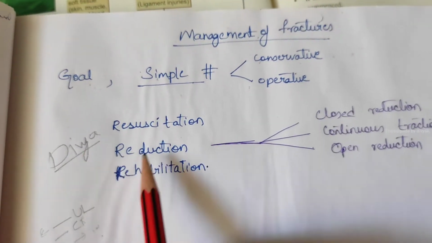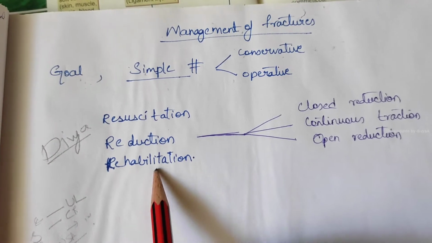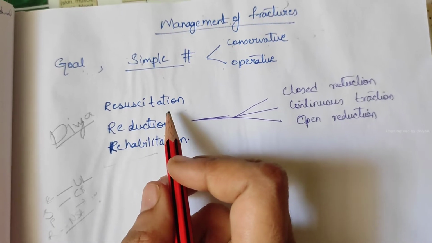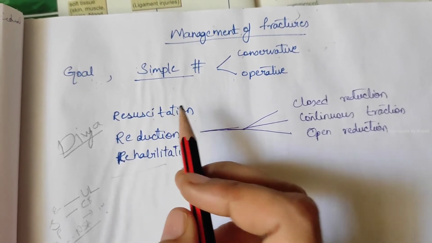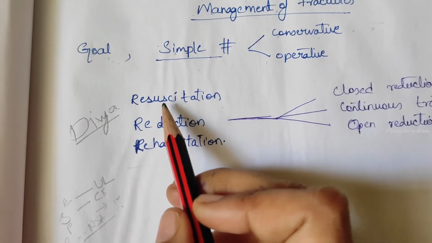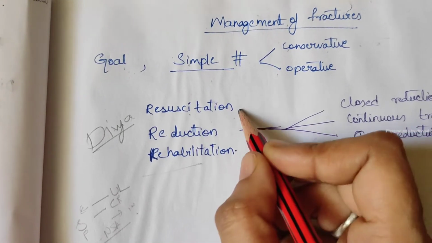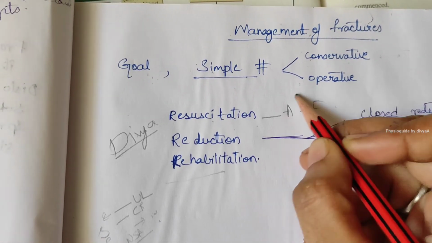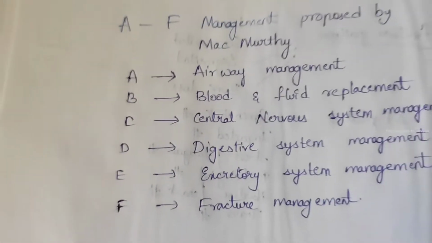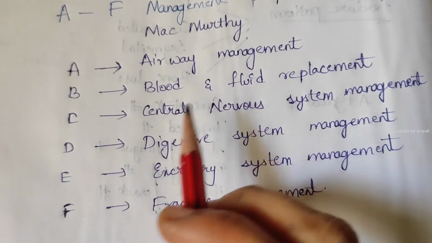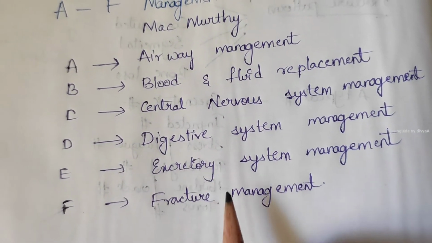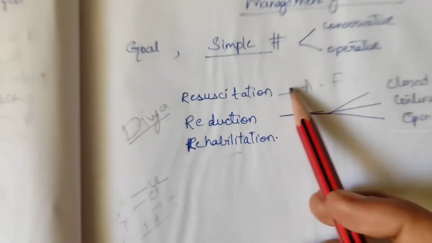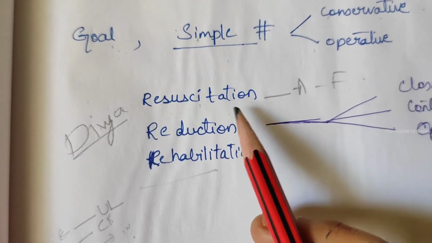In this, three major managements have to be considered. First one, resuscitation. It is the topmost priority. If the patient is in shock, it is followed by fracture management. A to F management, which was proposed by McMurtry, is given in emergency situations: airway management, blood and fluid, central nervous system, digestive system, excretory system, and fracture management have to be done. First, this resuscitation has to be done.